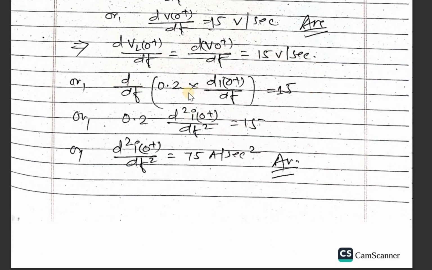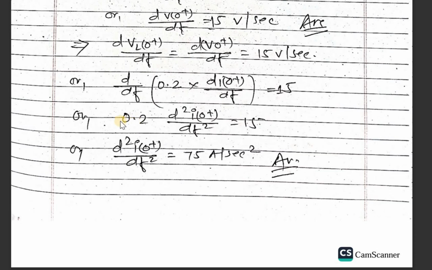Therefore, 0.2 into d square i0 plus upon dt square equal to 15. Multiplying this here, we can get d square i0 upon dt square equal to 75 ampere per second square.